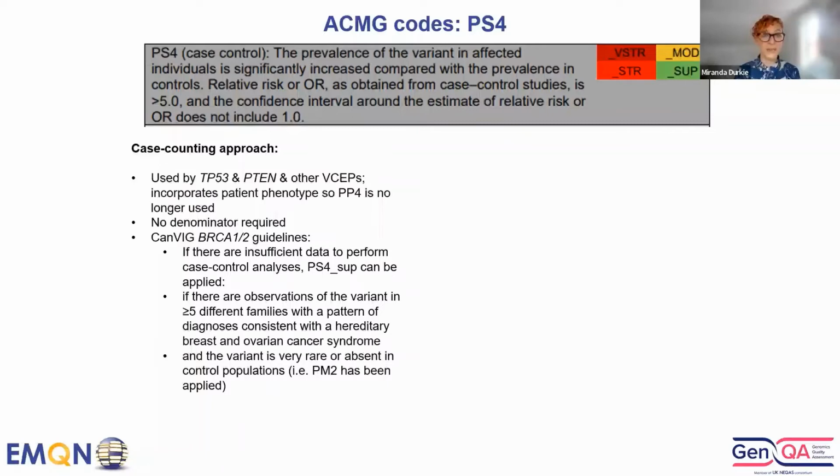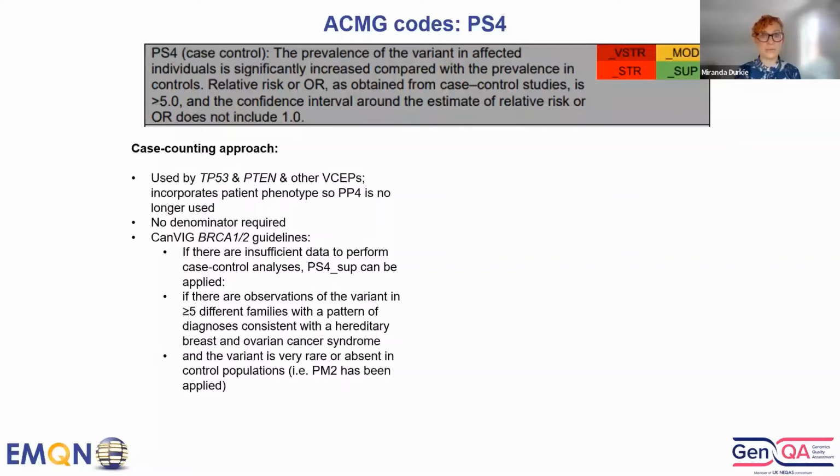So being quite cautious because of how common breast cancer is in the population, but you can apply it as supporting if there are five or more observations of that variant in families with a family history of a hereditary breast or ovarian cancer. And the variant is also rare or absent from gnomAD, i.e. you can apply PM2. Which I'm going to come on to in a minute.